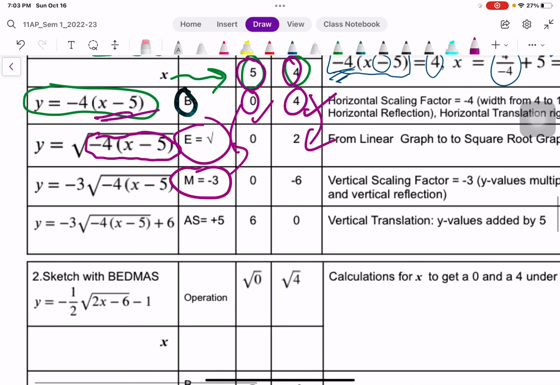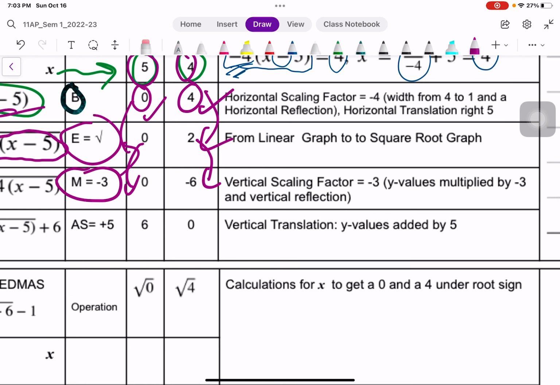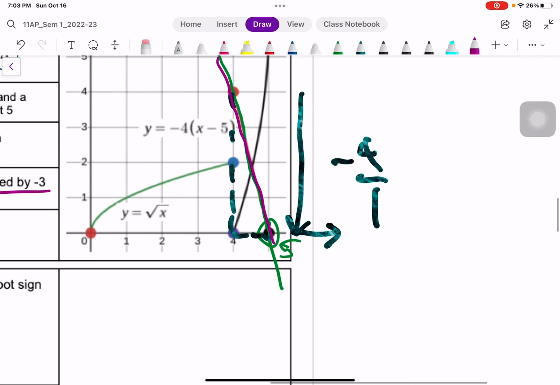Well, according to BEDMAS, I need to see multiplication. Where do I see that? Right there. Multiply by negative 3. But remember, it's a y value, right? So now I go 0 times negative 3 to get 0, 2 times negative 3 to get negative 6. Since I'm multiplying, we call this a vertical scaling. Factor negative 3. So all the y values were multiplied by negative 3, but because they're being multiplied by a negative, there's a vertical reflection, right?